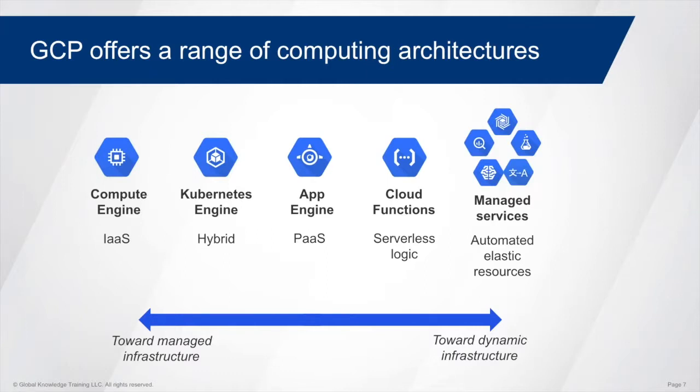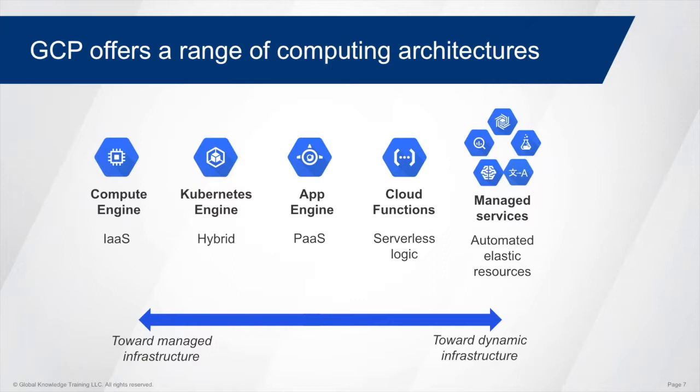And as you can see here, Google Cloud does offer a wide range of computing options, spanning from the infrastructure as a service all the way into the automated elastic resources or serverless space. This particular example looks at the types of compute available. So as you can see in the infrastructure as a service, you can work with Google Cloud in the compute engine space. These are similar to your EC2 instances in AWS.